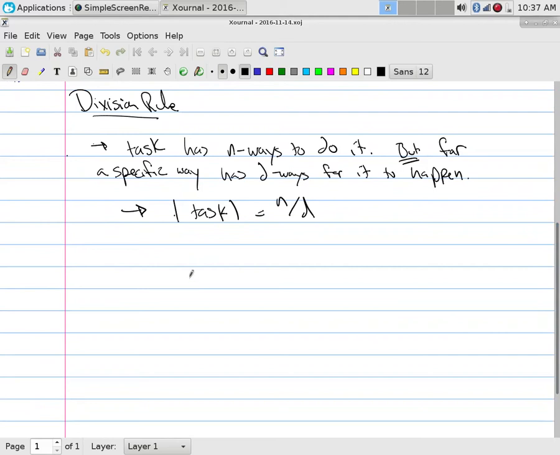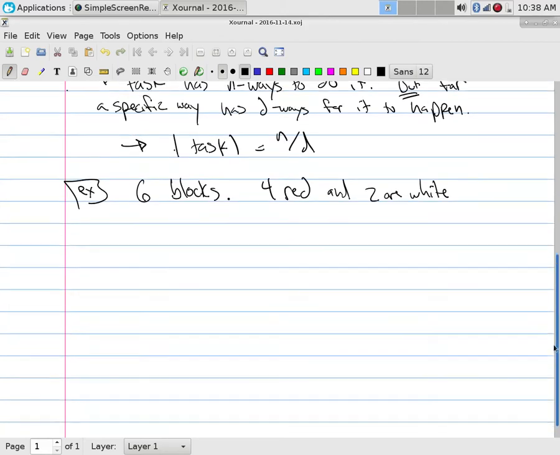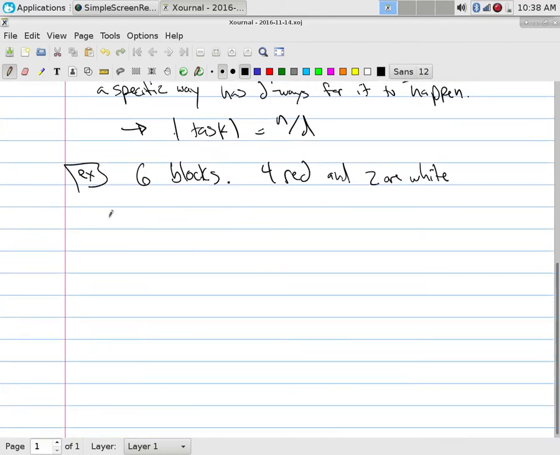We could have, for example, on the division rule, let's say we have six blocks and four are red and two are white. And we could ask particular things, like what are the total ways to arrange the six blocks? If I said total ways to arrange the six blocks, but you didn't know that I had red and white for a second, right? If you didn't know that there were red and white, and I just simply said, how many ways to arrange six blocks, how would you do it?